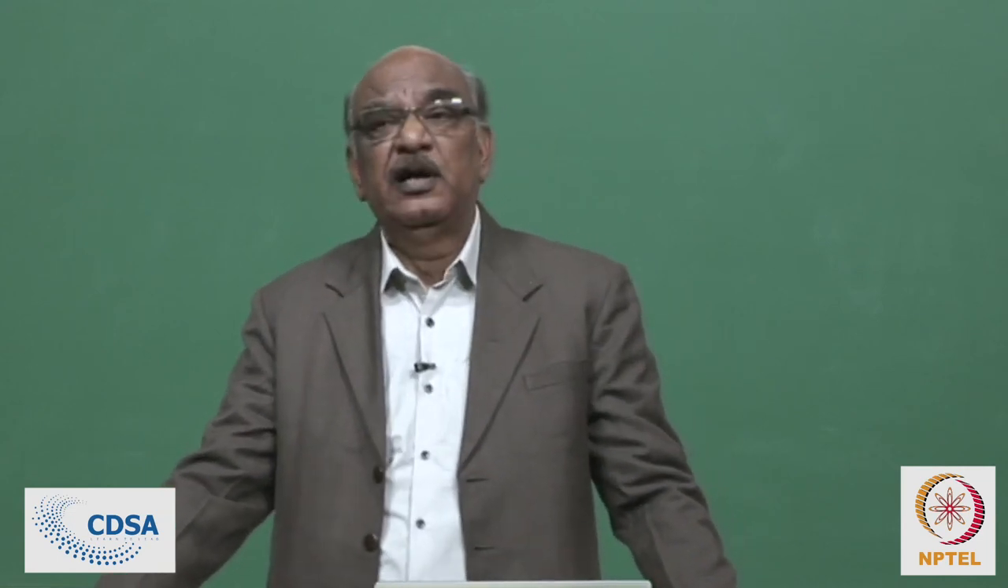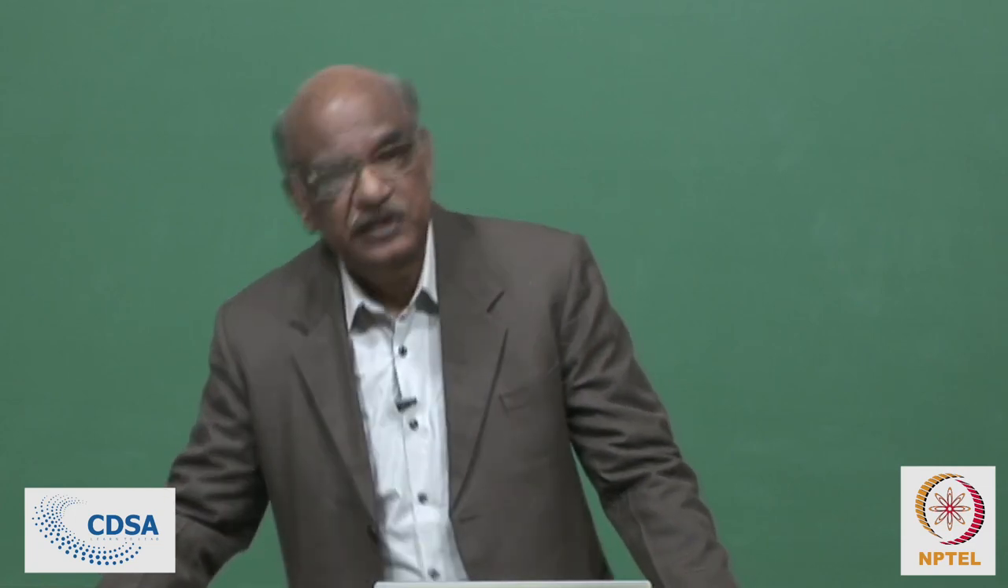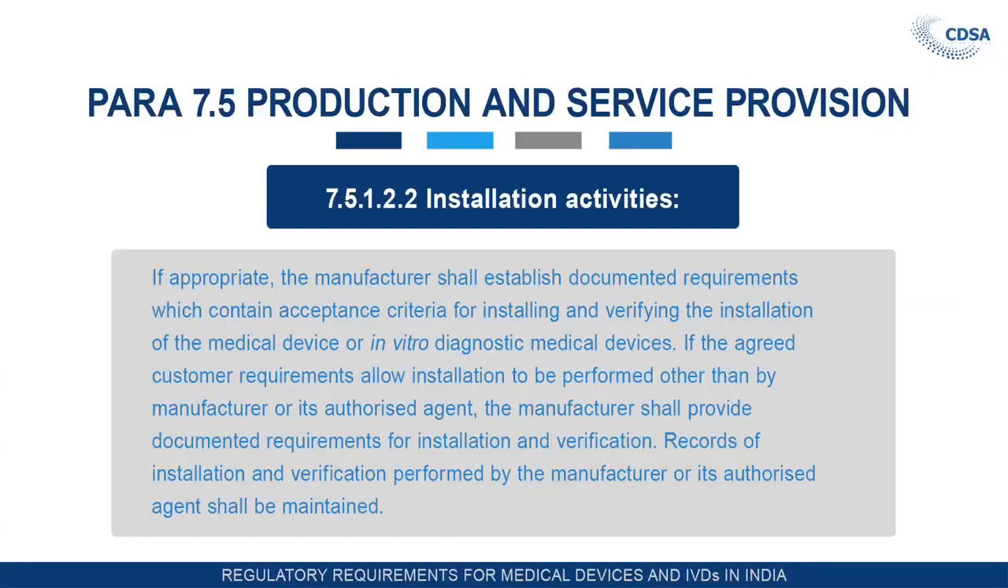These are for those medical devices which are large, for instance, an MRI machine or X-ray machine, which are actually installed in the manufacturing premises. In such cases, the manufacturer shall provide the necessary know-how and the manpower to install it in the premises. If they can't, they must provide the necessary documents for a third party to install that machine in the premises.